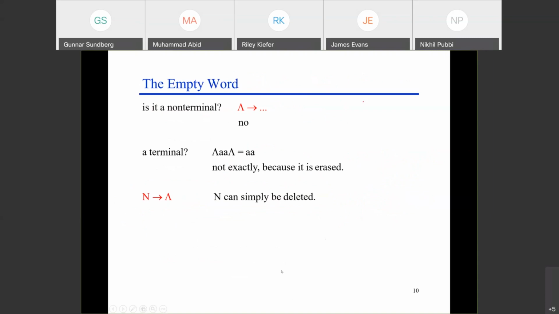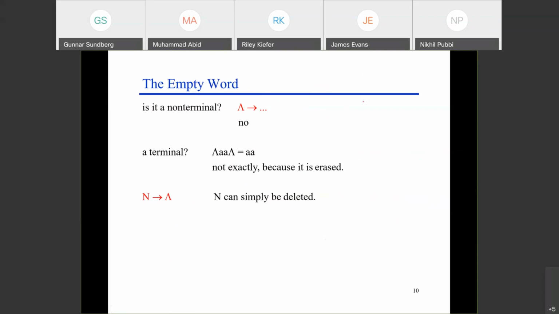So now let's talk about lambda. Is it a non-terminal? No. Why is it not a non-terminal? Because what is the property of a non-terminal? That it can be replaced by anything. Lambda cannot be replaced by anything. You cannot replace lambda with A or lambda with B. So it does not have the property of a non-terminal.